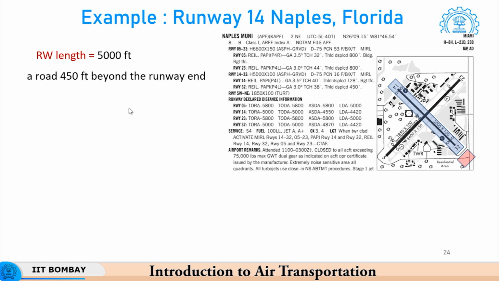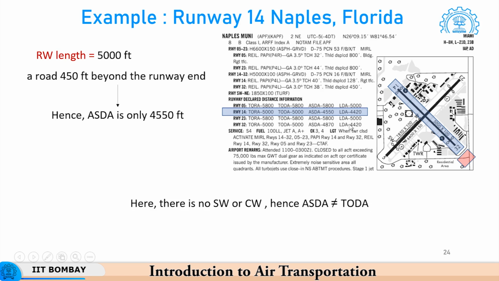Unfortunately, there is no land available for us to have a 1000 feet gap. So, the accelerate stop distance is only 4550 feet. When you come in from here, you will have to accelerate and stop in 4550 feet, because 1000 feet clearance is required. So, 450 feet is beyond the runway, and another 550 feet is consumed. So, you have an ASDA of 4550. There is no clearway or stopway here, therefore, ASDA and TODA will not be the same.